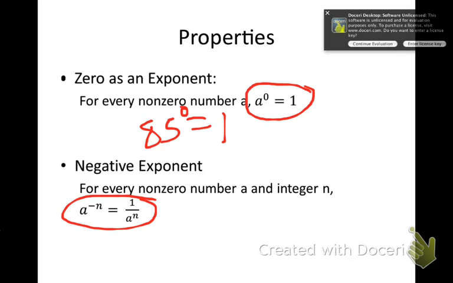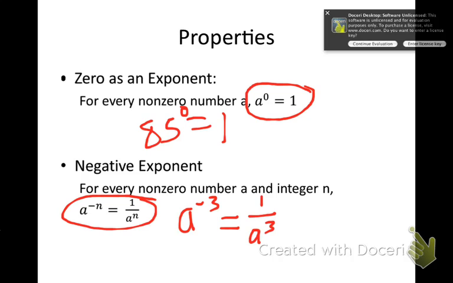Okay? So an example here would be if I had a to the negative third power. Well, a to the negative third power would become 1 over a to the third. It's a negative exponent in the numerator, or by itself there, so I have to move it to the denominator to express it as a positive.